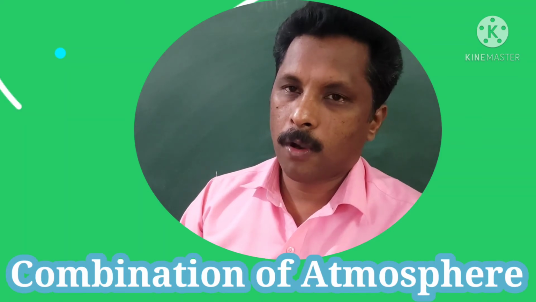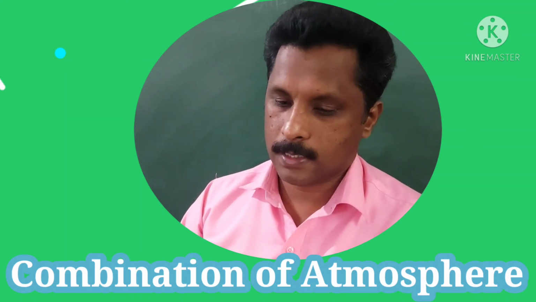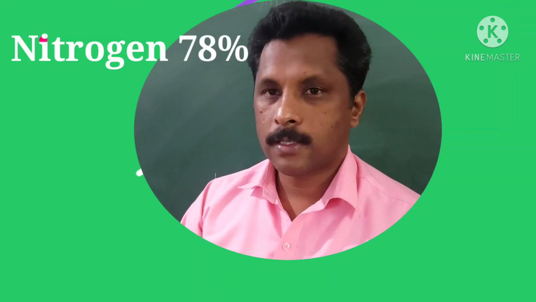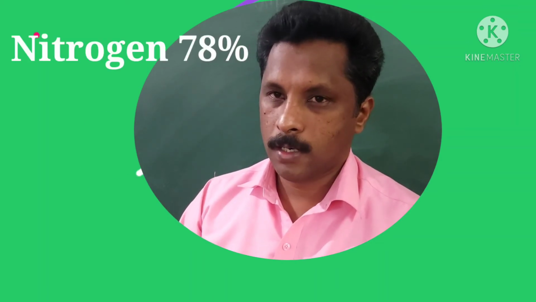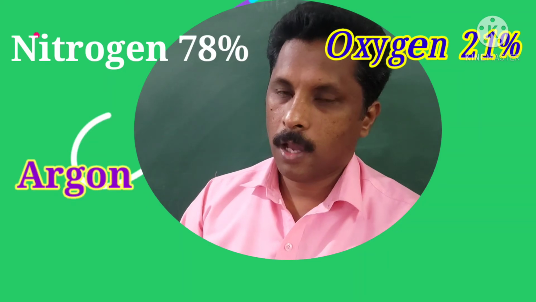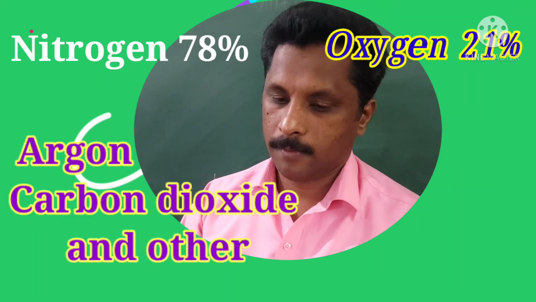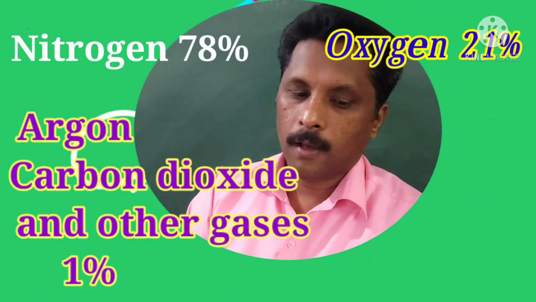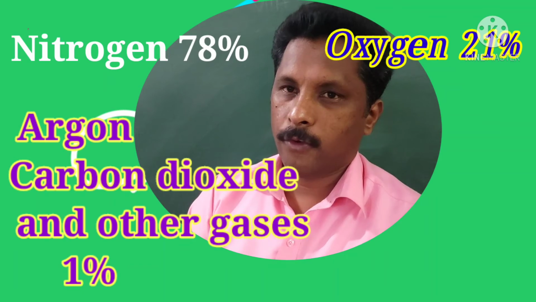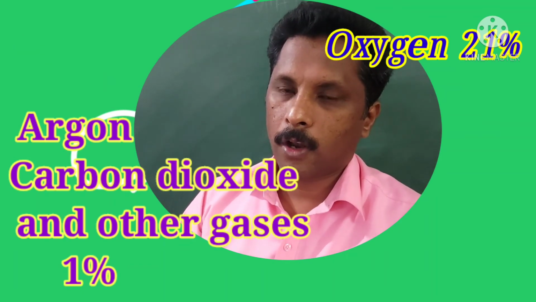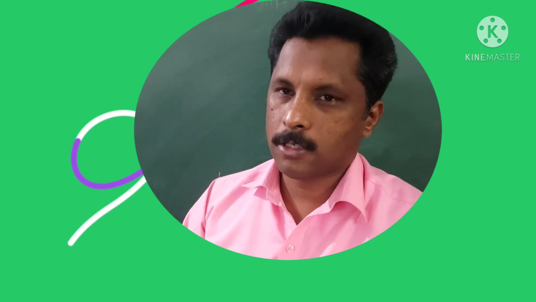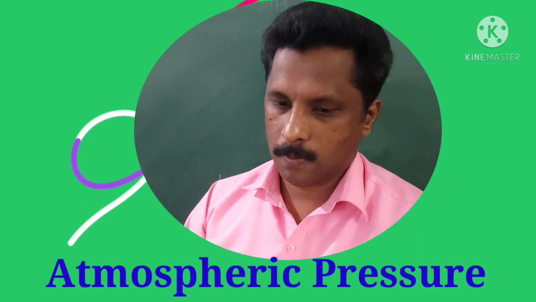Atmosphere is a mixture of different gases, and also it contains dust particles. It is mainly composed of nitrogen 78%, oxygen 21%, and 1% of argon, carbon dioxide, helium, etc. The air has weight, and the weight made by the air over the surface of the earth is called atmospheric pressure.